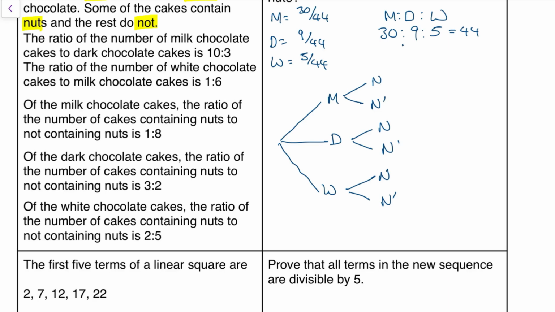Wow, what a question. This question, by the way, is not difficult. It's just about layout. It's very easy to mess this up. So I've done milk chocolates, white chocolates. Now, of the milk chocolates, the ratio of nuts to non-nuts is 1 to 8. So of the milk chocolates, I am 1/9 nuts.